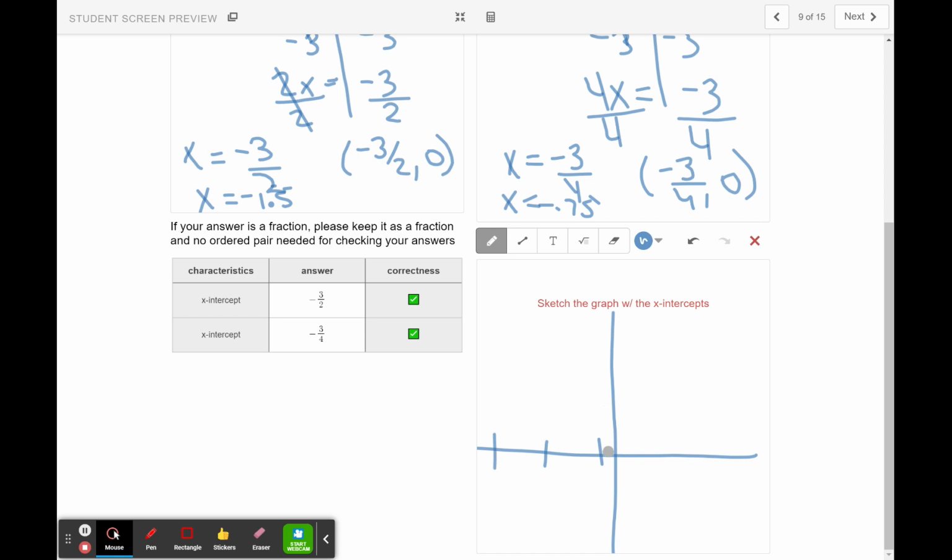So -0.75 would be about right here. It's close to -1. -1.5 would be here. Our a value is positive, so it's concave up. And if you need to, I may make you label it on the graph. And if you do, you can make it a decimal to make it easier for you. That's totally fine.